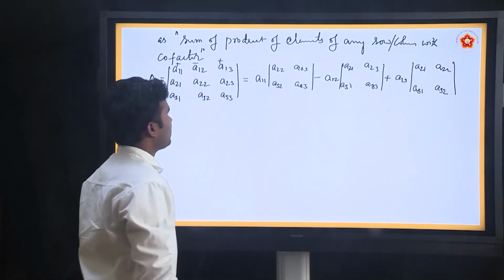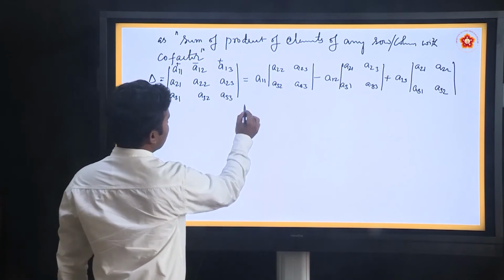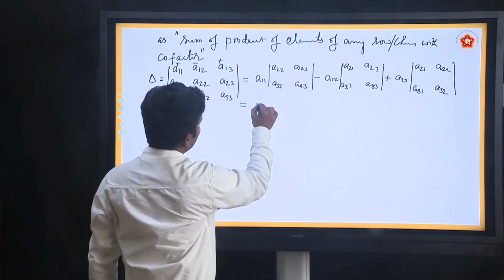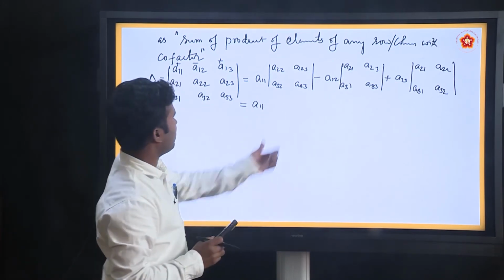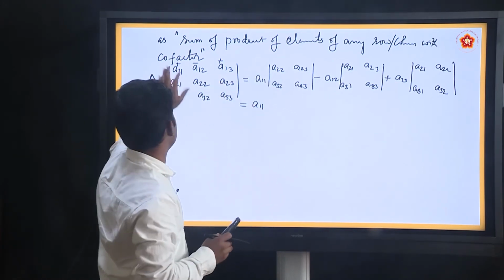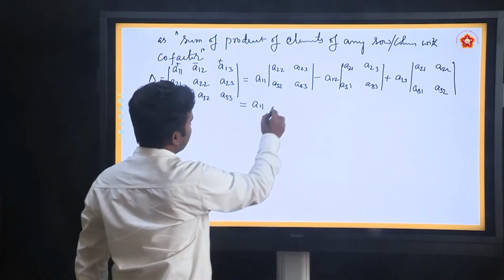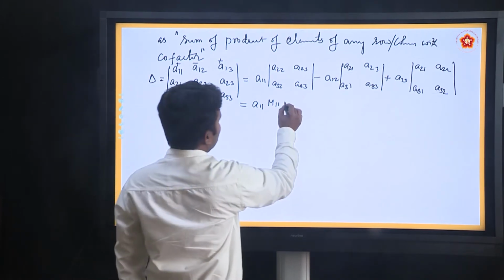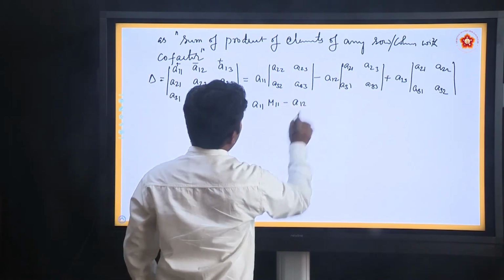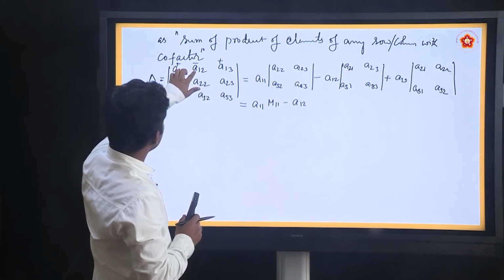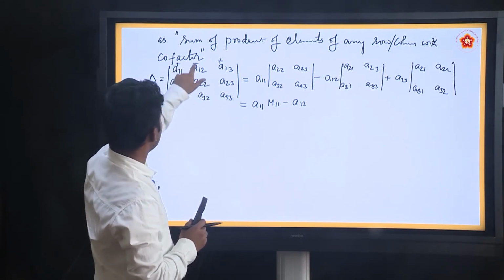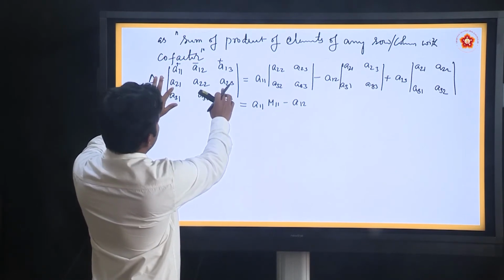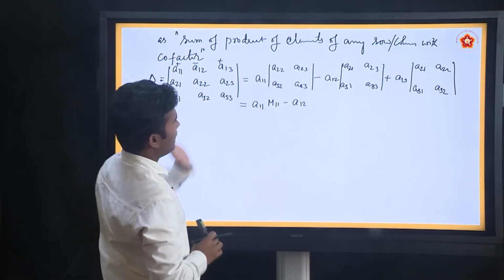So now we can see here, and this can be continued as A11 C11. What does this mean? This is nothing but the minor of this element, so that can be written as M11, minus A12 C12. If you want to find the minor of this element, you just delete the first row and the second column and you take the determinant of these elements: A21, A23 and A31, A33, fine.